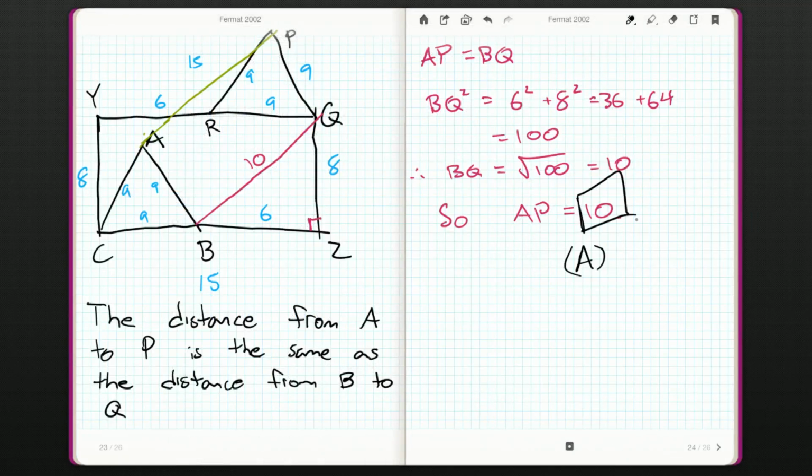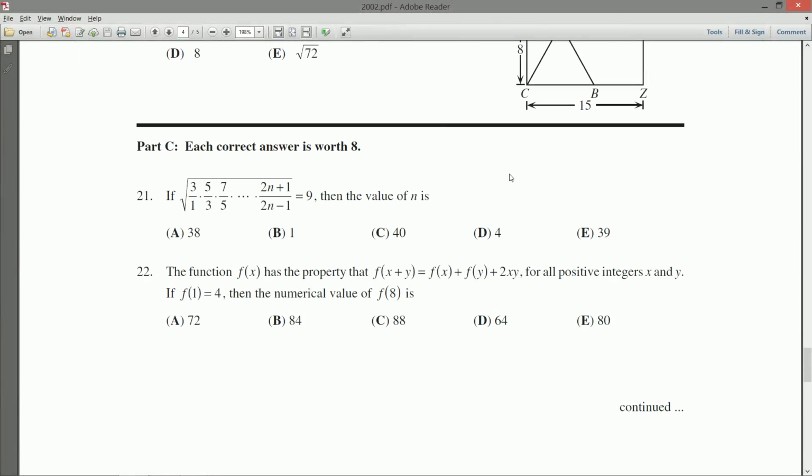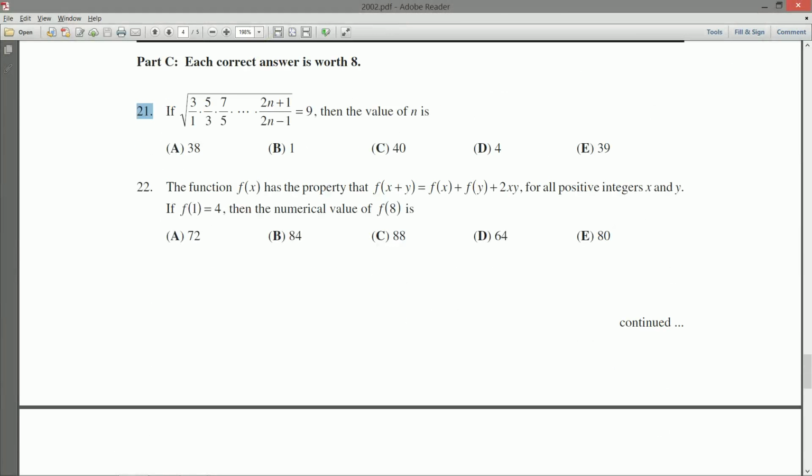All right. So in the next video, we're going to start Part C of this contest. And that'll be question number 21, Part C. Of course, the correct answers are worth 8. So this is where a lot of the points get made.